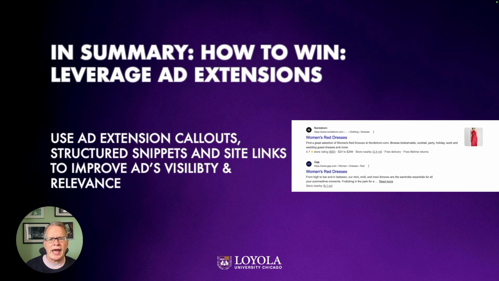Also, leverage ad extensions. Use the extension callout, structured snippets, and site links to improve your ad's visibility and relevance. You can see what I mean by that. Those are the things underneath the search column itself. You can see here the find words under the 4.7 rating, the time of day, the quality of the product. All these little snippets will improve your search results.